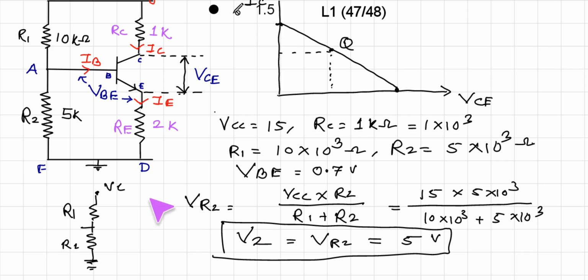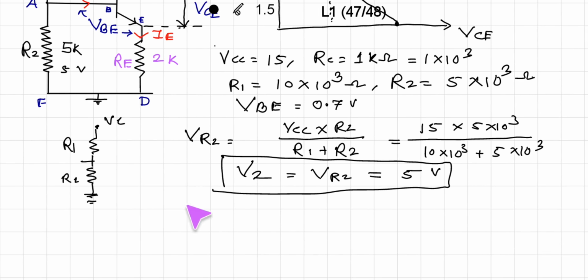So important thing to note that when voltage across R2 is say 5 volt, if we consider this loop A, B, E, D, F, A, this is the volt at point A, so that must be equal to the voltage VBE plus voltage across RE. So from this figure we can say that from this loop, that is voltage across R2, that is V2, is equal to VBE plus IE RE.